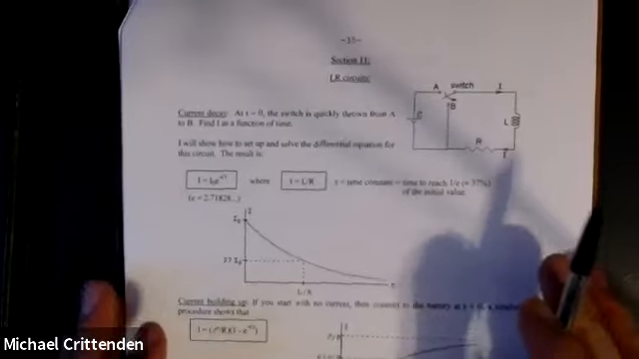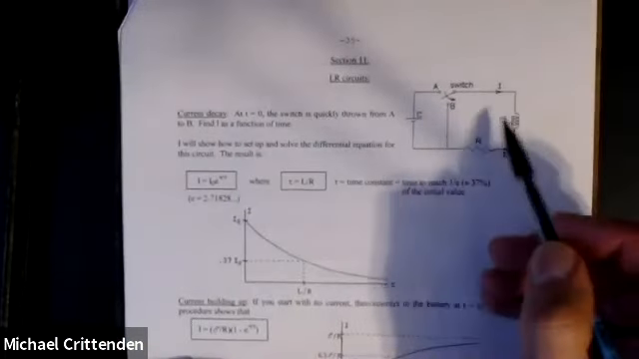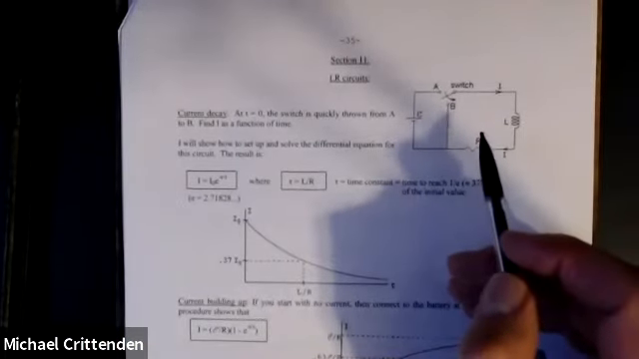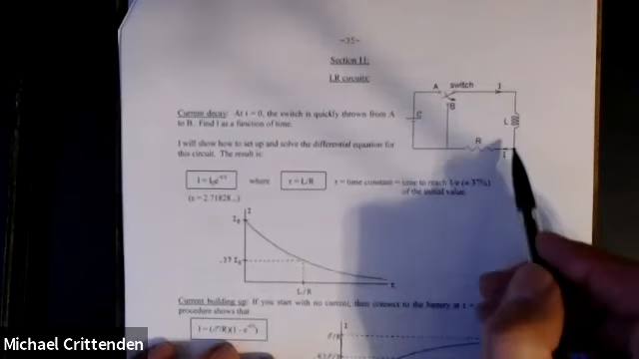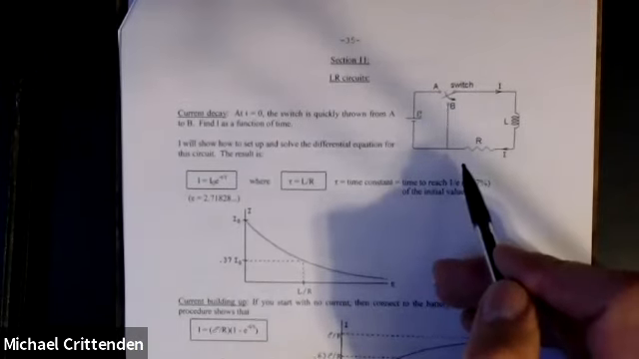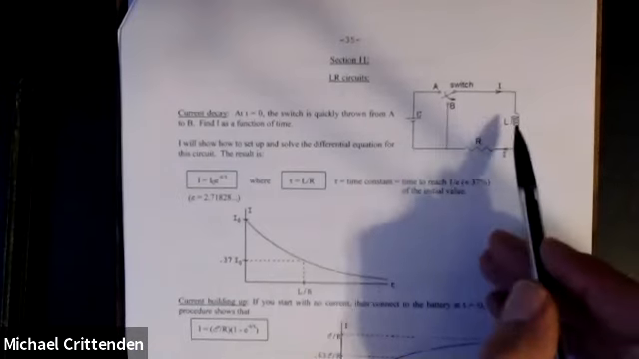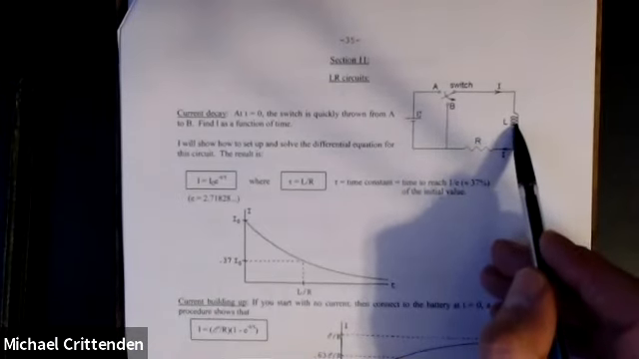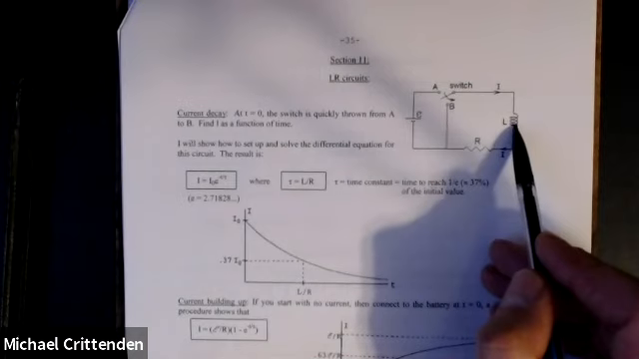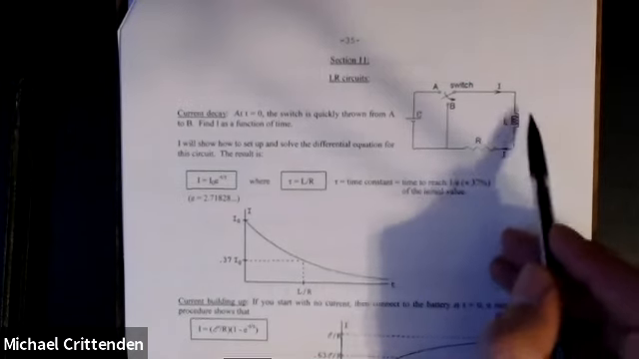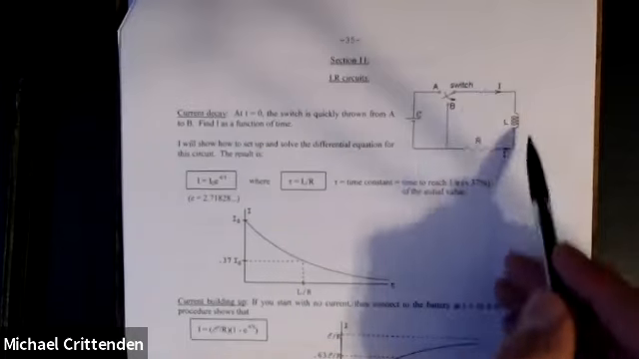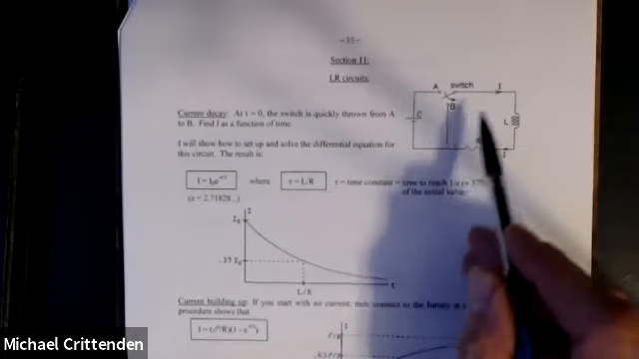So you throw the switch, it removes the battery, and the current starts to taper off, but it doesn't go away immediately because there's a lot of energy stored in the magnetic field of this coil. And that energy gets used to maintain the current for a while.